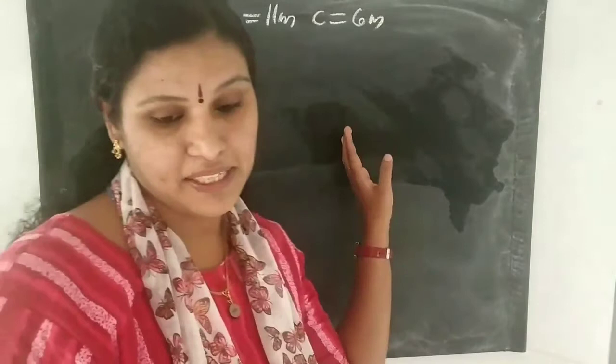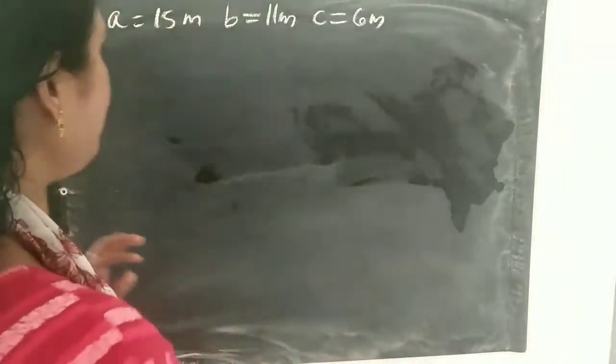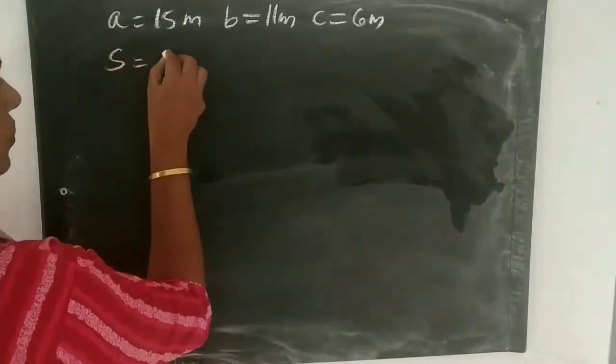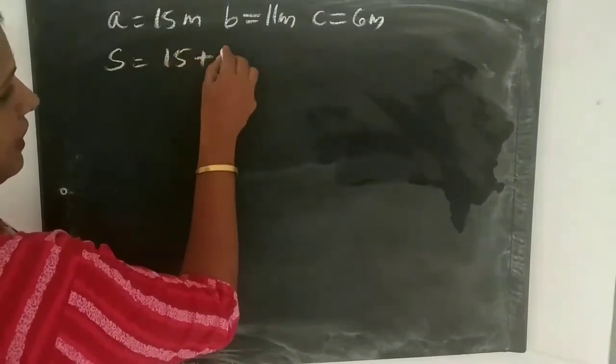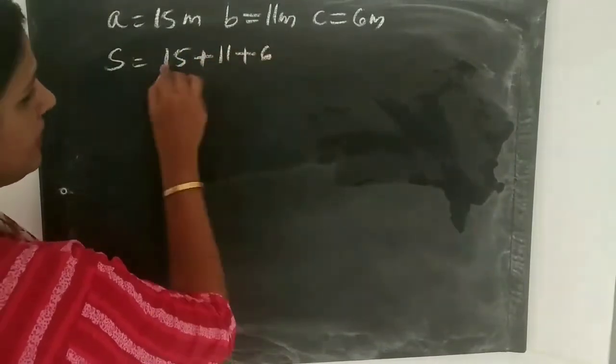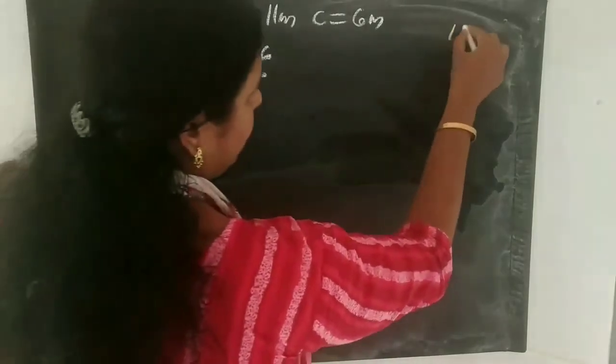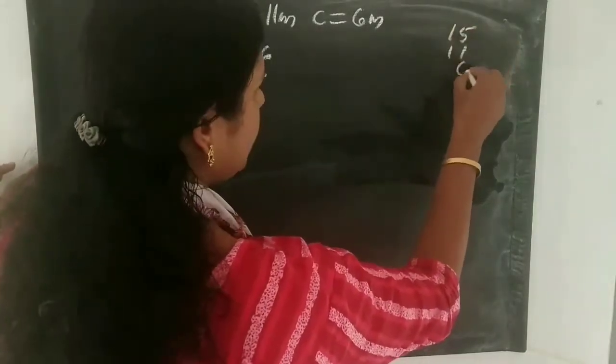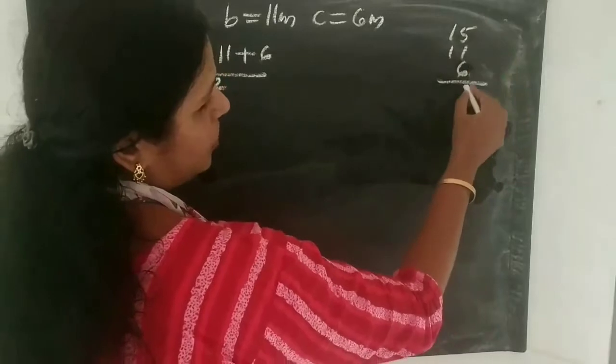See children, from this first we have to find S. S equals 15 plus 11 plus 6, divided by 2. That is 15 plus 11 plus 6, that is 32.